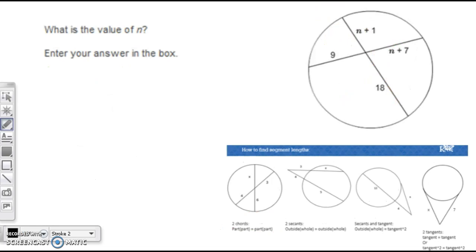This one says, what is the value of N? Again, we're given 2 chords, so we're going to use that same part times part formula. So I have this yellow chord. If I do part times part from the yellow chord, it would be 18 times n plus 1.